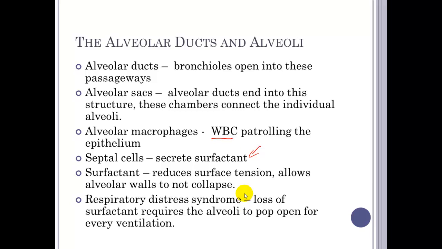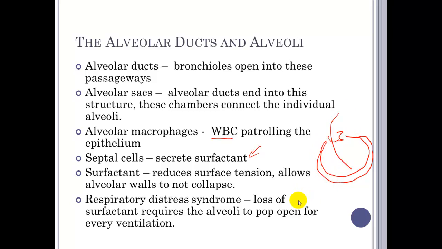Surfactant is very important. It reduces the surface tension and allows the alveolar walls not to collapse. Without surfactant, this air sac down at the terminal end could collapse and not open back up again. The surfactant allows it to stay open so that we can move air in and out.